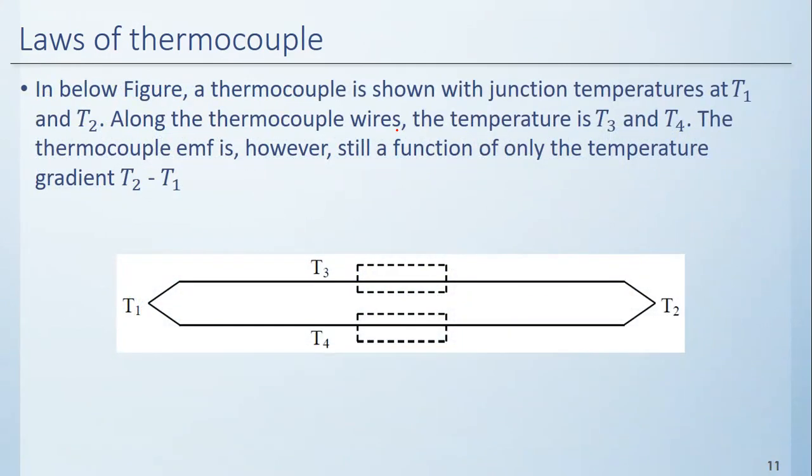Okay, so this is the statement. Here you have T1 and T2 at the two ends. Then at some portion in wire 1 you have a temperature of T3, and at some portion in wire 2 you have a temperature of T4. But still, the EMF produced is a function of T1 and T2 only.